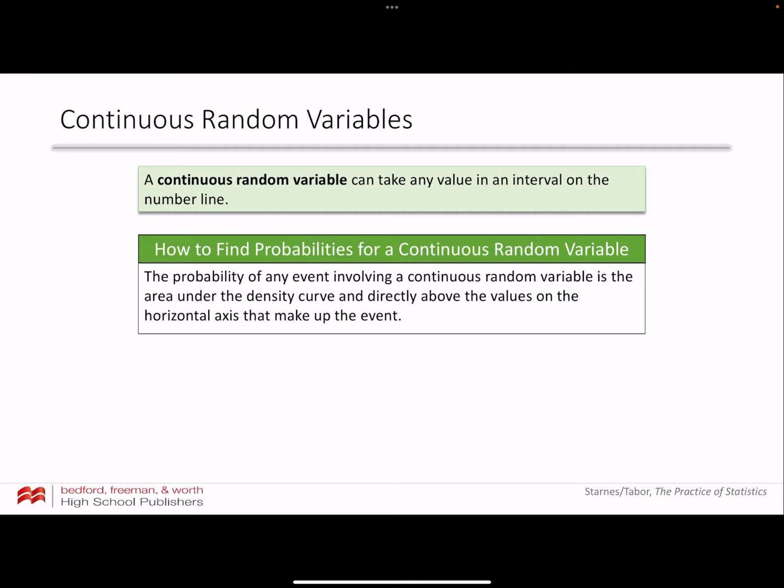So we think about our continuous random variable as being a density curve, and we're talking about the area under the density curve. And a couple key things here for density curves. If you remember back to chapter 2, density curves have to be entirely above the horizontal axis, and their areas have to sum to 1.